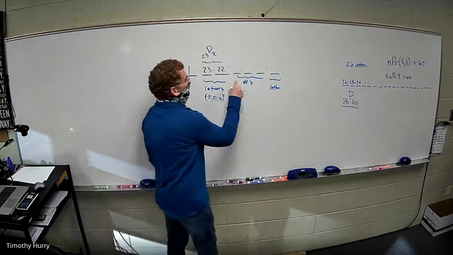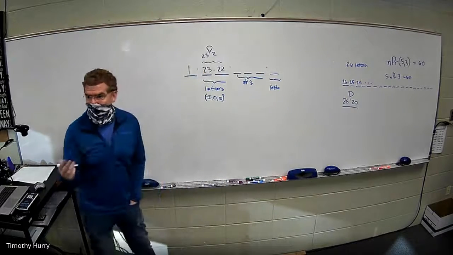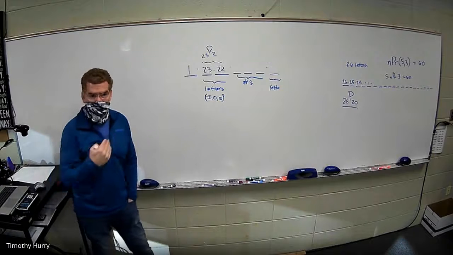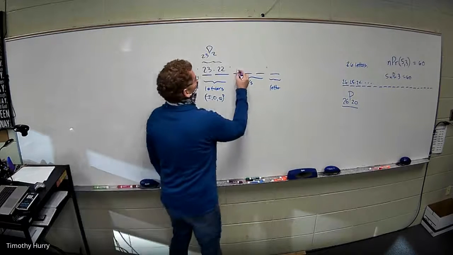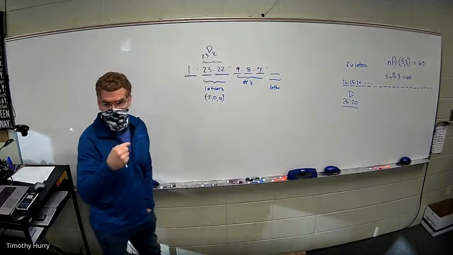Or right here, the number options were 9, 8, 7, because I'd already used a 1, so there were 9 numbers left from 0 to 9. I could have said 9, 8, 7 for the number of combinations that I could have there.